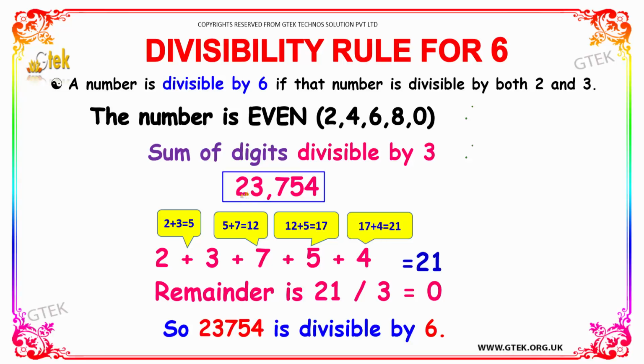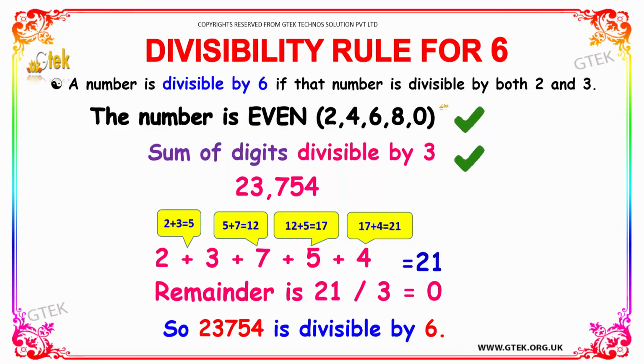So the sum of the digits will be 2 plus 3 plus 7 plus 5 plus 4. That gives you a total of 21, which is divisible by 3. That is, the sum of the digits is divisible by 3 perfectly. Hence, and your number is an even number. Hence, it will be divisible by 2 as well. The last digit is 4.